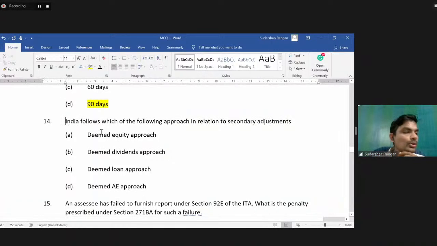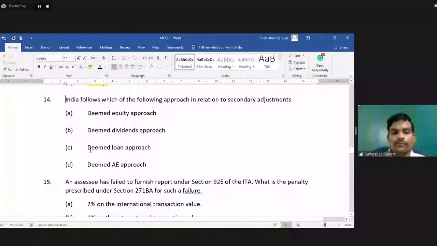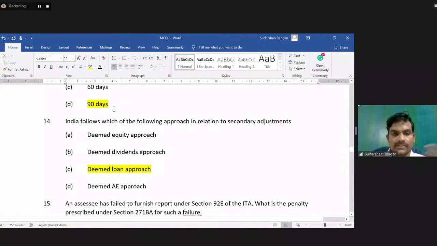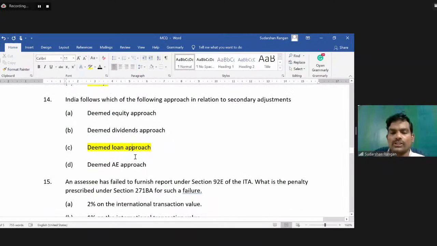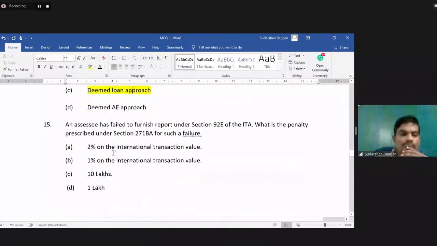14th, India follows which of the following approaches? We follow a deemed loan approach because I already gave the answer in my previous lesson. So we treat it as an advance. We treat it as a loan. Some countries like South Africa treat it as dividend. Some countries treat it largely as an equity capital and then try to put an interest on the capital. But anyway, India goes on a loan approach. India treats it as advance.